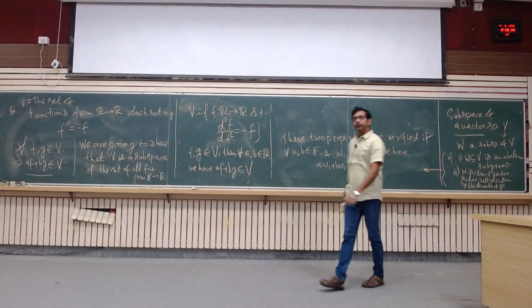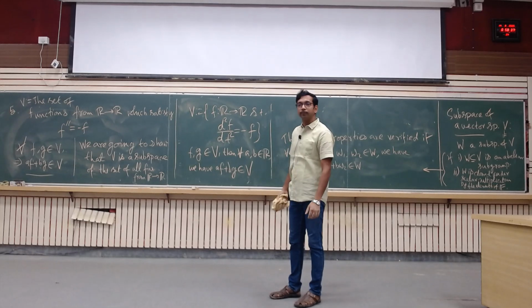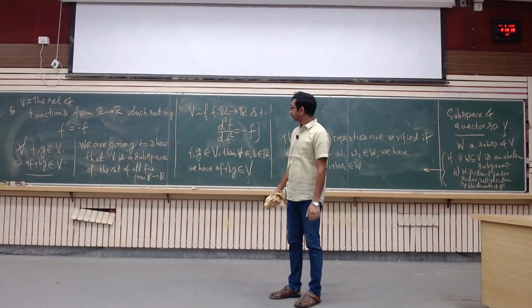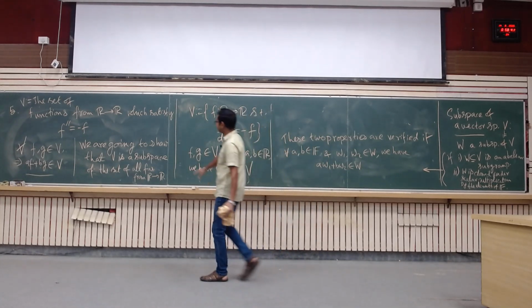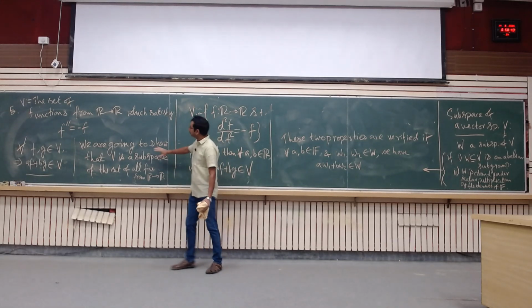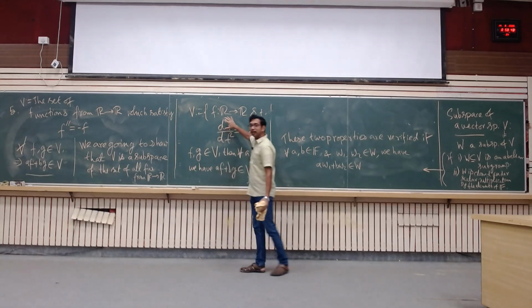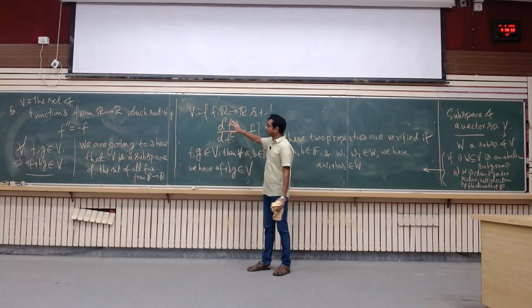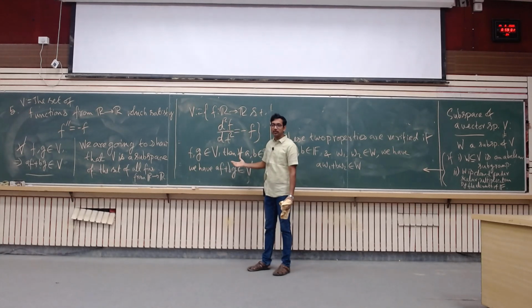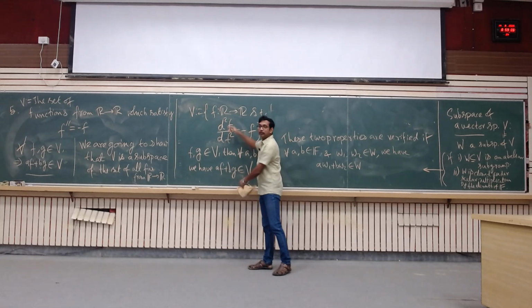Sir, how do you know that V is a subspace of all the functions? Okay, so V is a subspace of all the functions. Well, V is in particular a set of functions, right? So V is a subset of the set of functions. All the elements here are functions in particular, picked from all the functions.